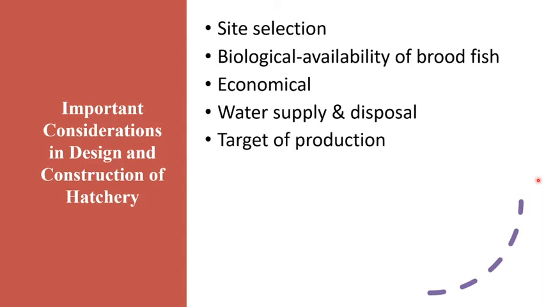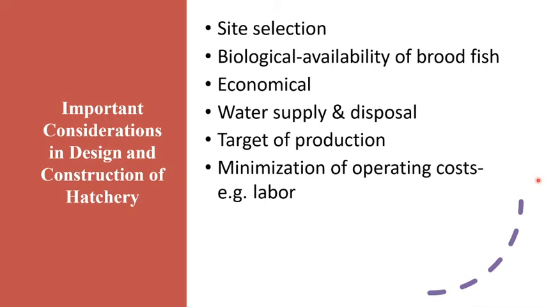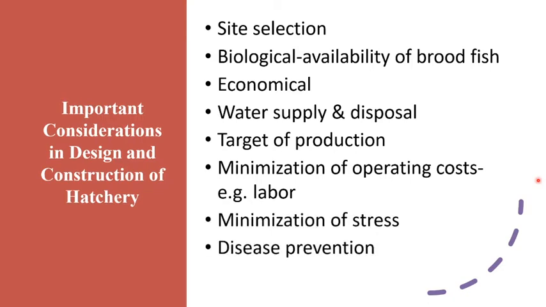Target of production, that is how much production of fish should be done, is to be considered previously. Operating cost including labor should be minimized for profit. Stress should be minimized and disease prevention care should be taken. So all these are the important considerations in design and construction of hatchery which must be kept in view beforehand itself.